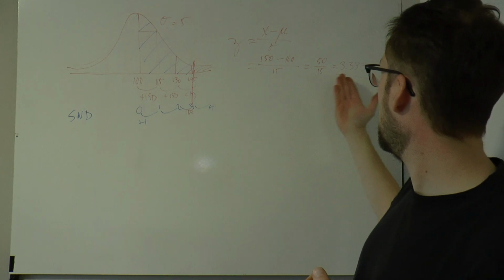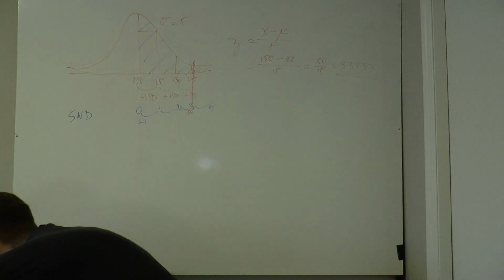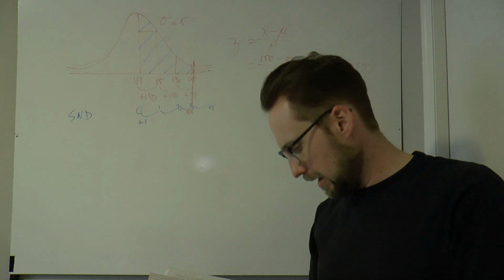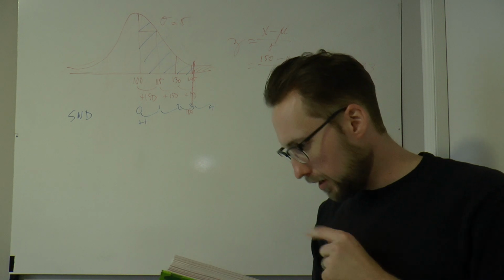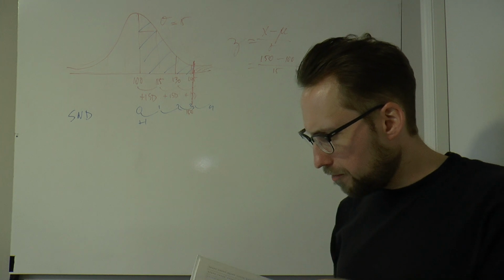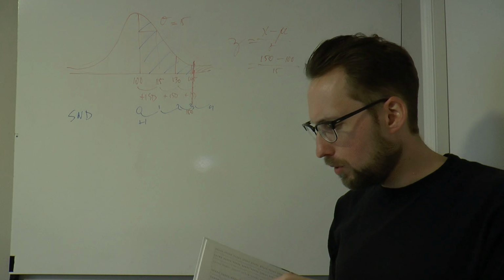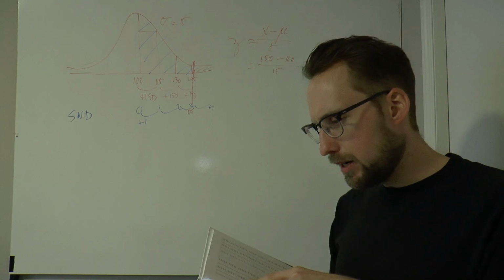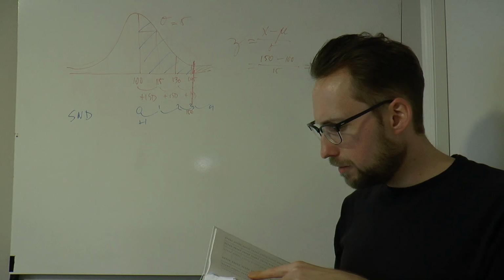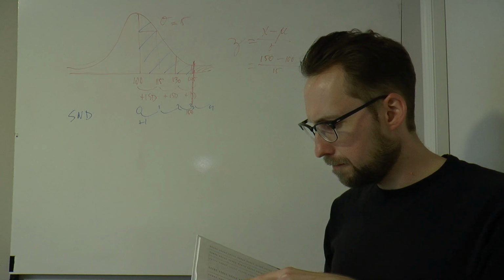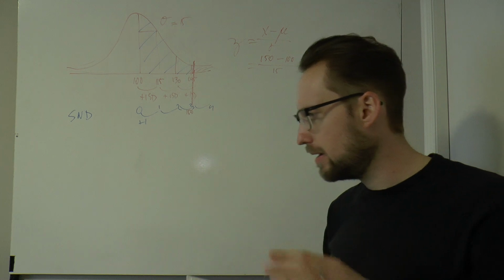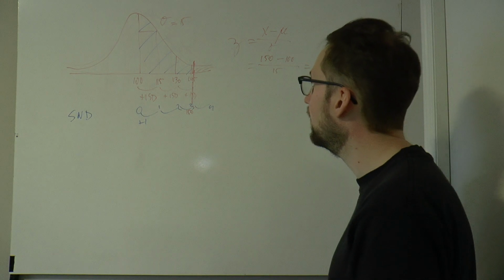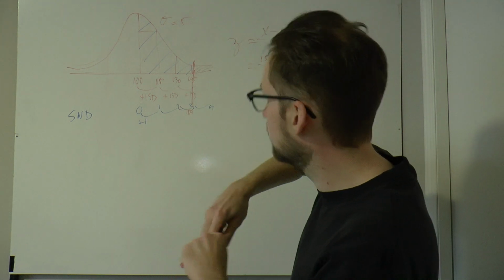Okay, I already have a Z-score, so I take my textbook, I leaf through it, and on page 701, I find a Z-score of 3.33. And it says, area between mean and Z, 0.4996. What does that value represent? That represents this area.